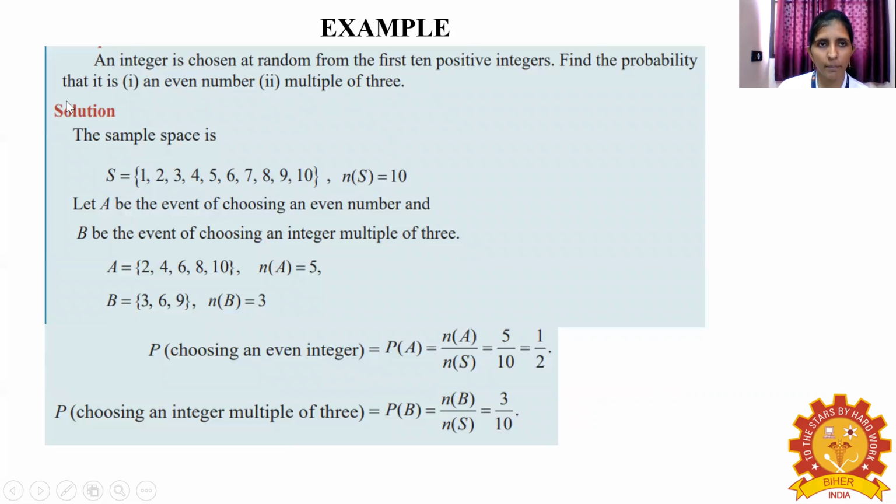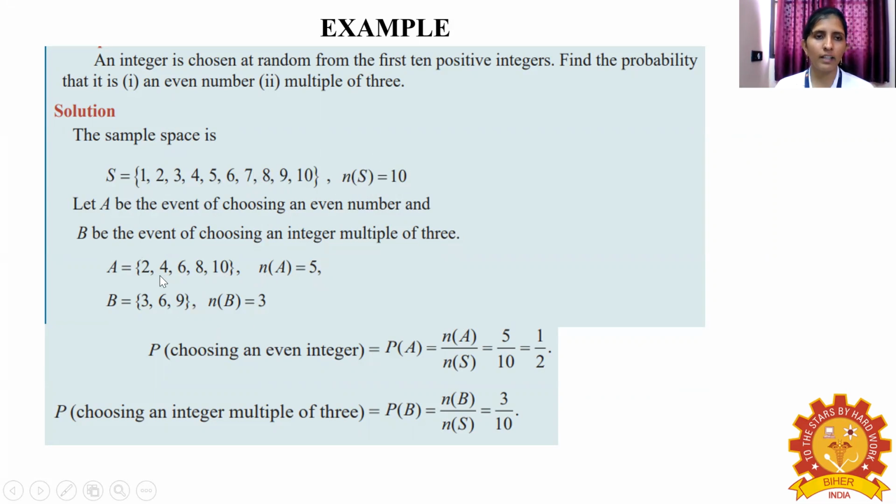So let us see an example. An integer is chosen at random from the first 10 positive integers, and we have to find the probability that it is an even number or a multiple of 3. The first 10 positive integers is the sample space, so S is equal to 1 to 10. The number of elements in the sample space S is equal to 10, and let A be the event of choosing an even number and B be the event of choosing an integer multiple of 3.